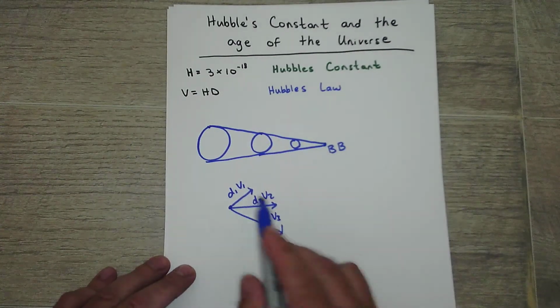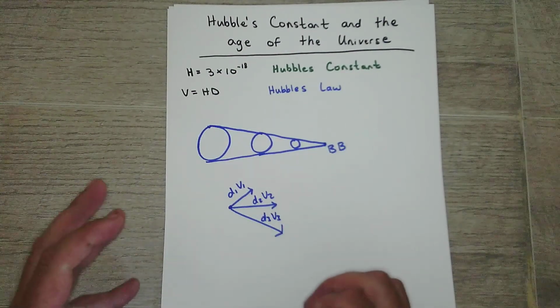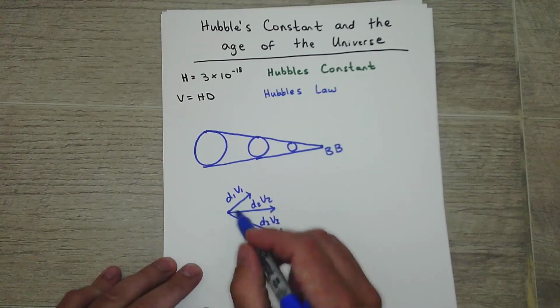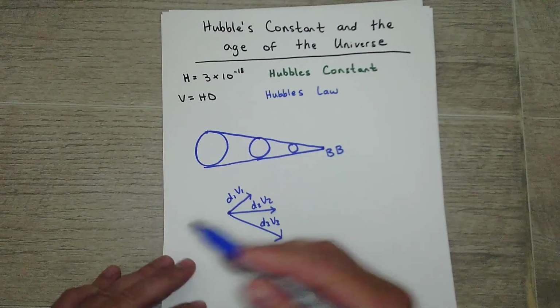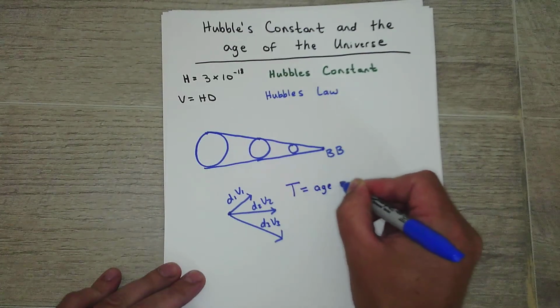Now, distance and velocity, remember, were related through time. So all kinematics is based on time. So what time are we talking about here? Well, from the instant the Big Bang happened till now. So basically the age of the universe. So we're going to call T the age of the universe.